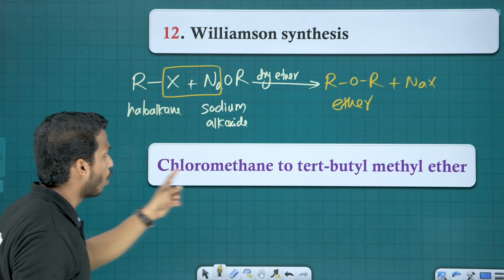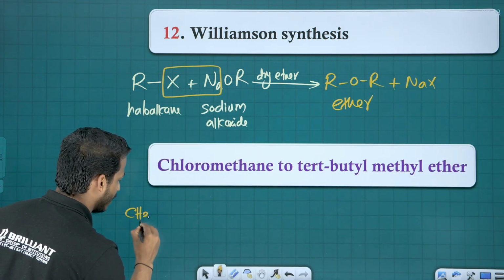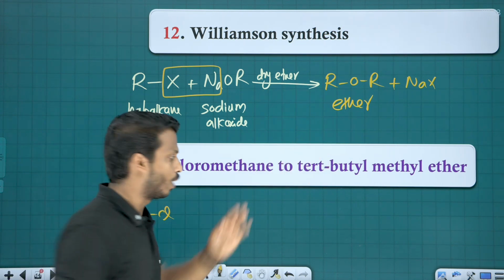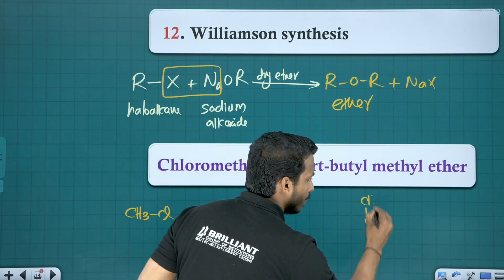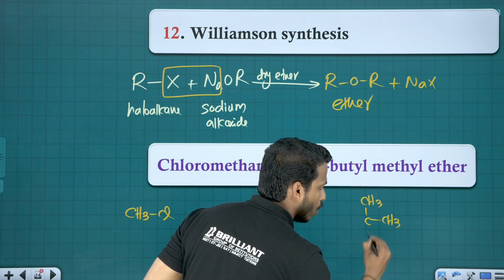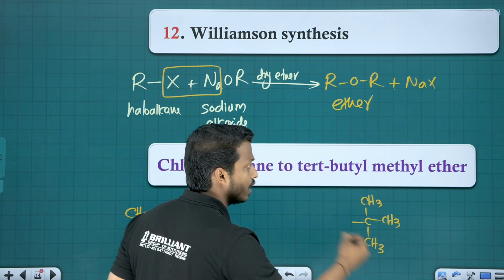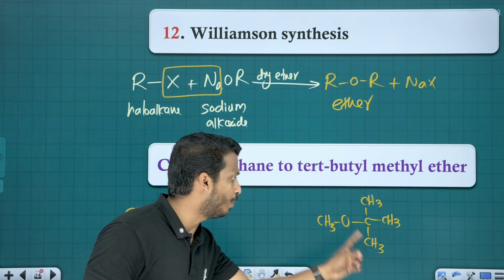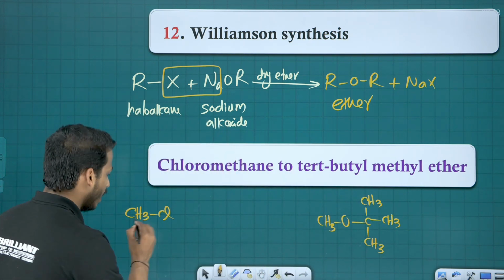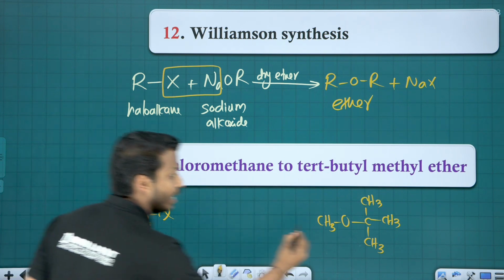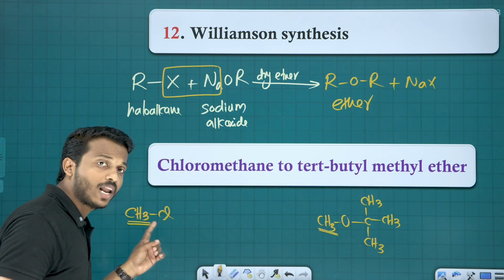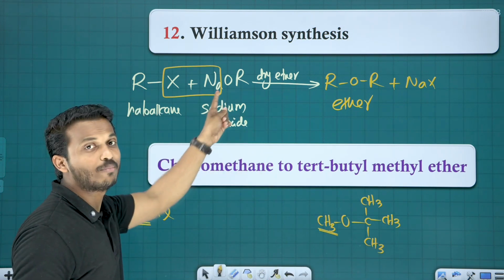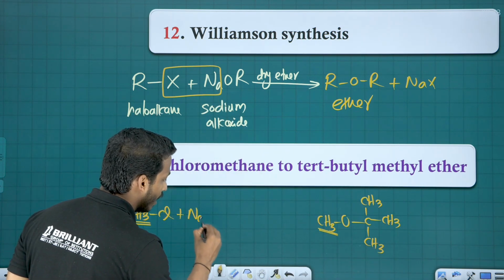For example, chloromethane, CH3Cl, to tert-butyl methyl ether. What is tert-butyl? A carbon connected to three CH3 groups is called tert-butyl. This is tert-butyl and this is methyl, with an ether linkage: tert-butyl methyl ether. This part, the haloalkane part, is already there. So the rest of the part is from where? Sodium alkoxide. So let us take it.